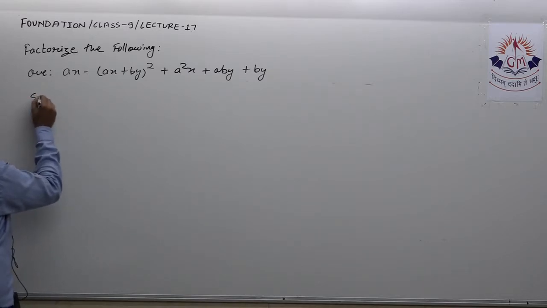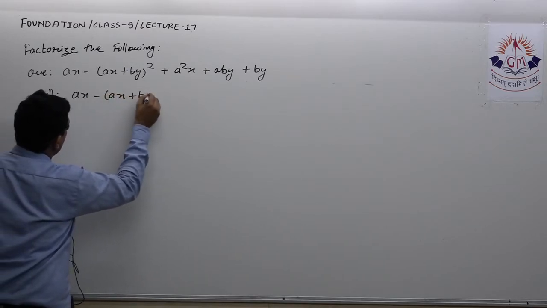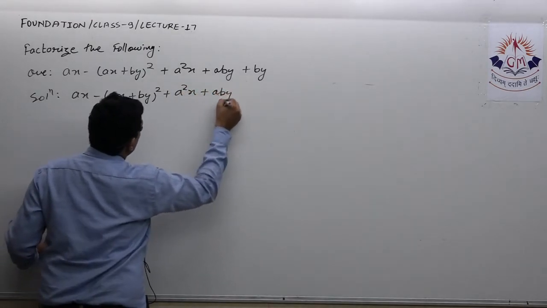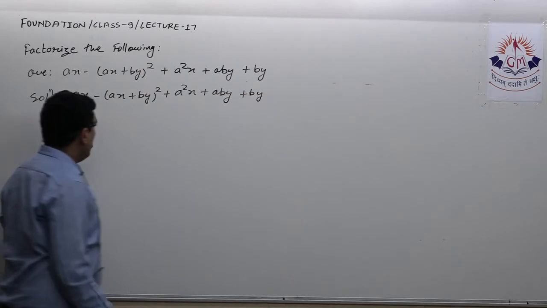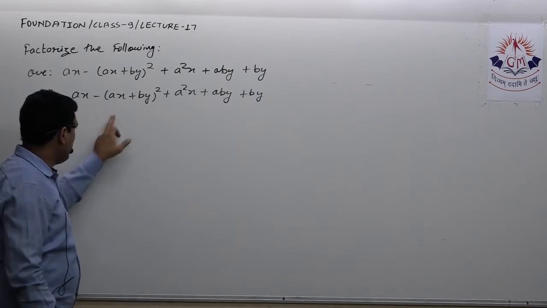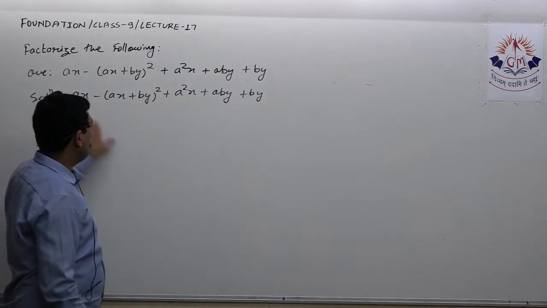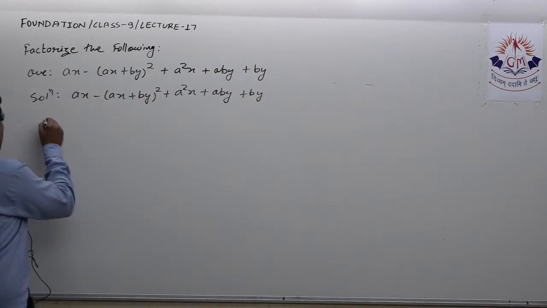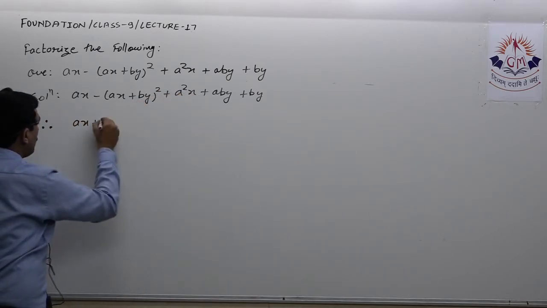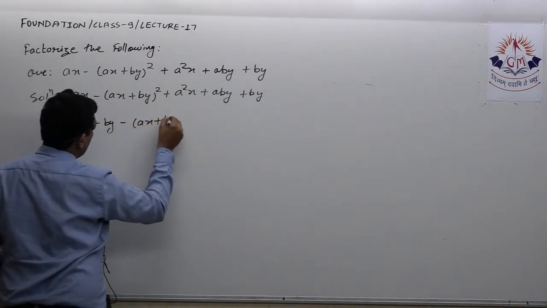Okay, so let us see how to factorize this. Ax minus ax plus by whole square plus a square x plus aby plus by. Now, one thing that comes in mind, that if I expand this, because it is not possible to take common from these two, it is possible to take common from these two, but this will be left alone. So then I have to take these two together. So here I will change the order. So here first I am writing ax, then I took that last term, that is by, over here. Then I'm writing this as it is, ax plus by whole square.